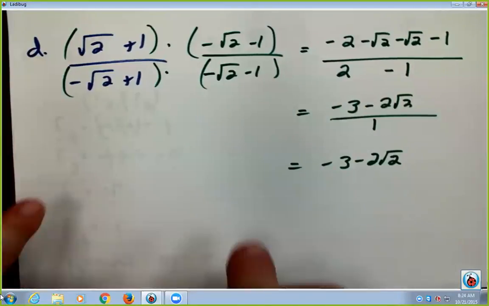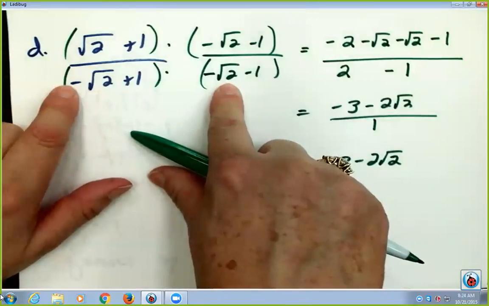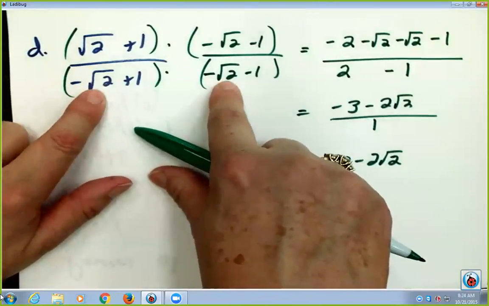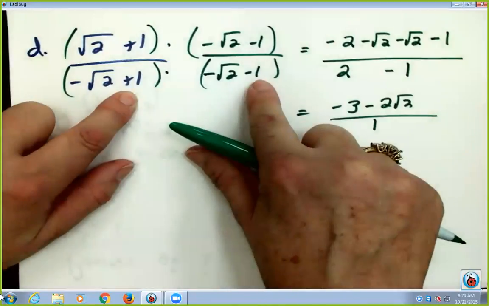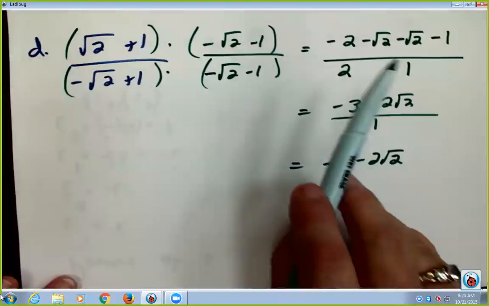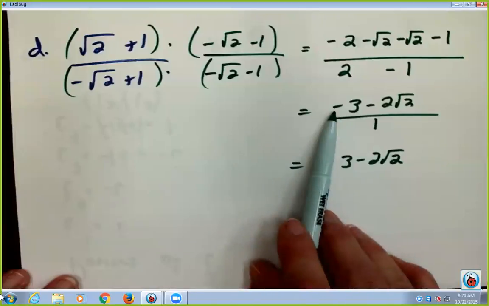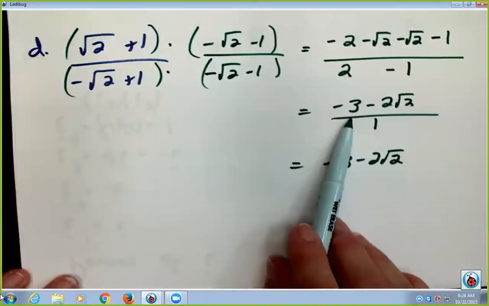And then the bottom, first terms, negative times a negative is positive. Square root of 2 times square root of 2 is 2. 1 times a -1 is a -1. Subtract them, get 1. And in the top, -2 and a -1 is -3.